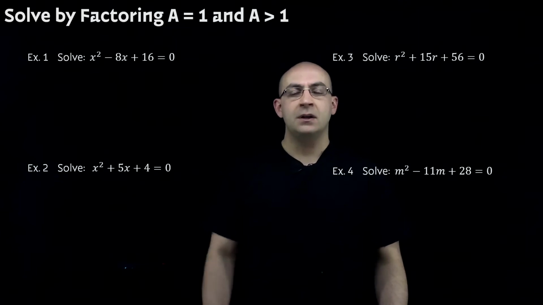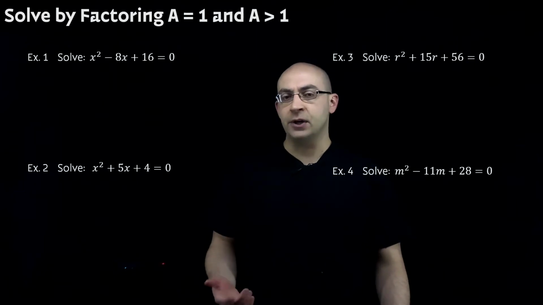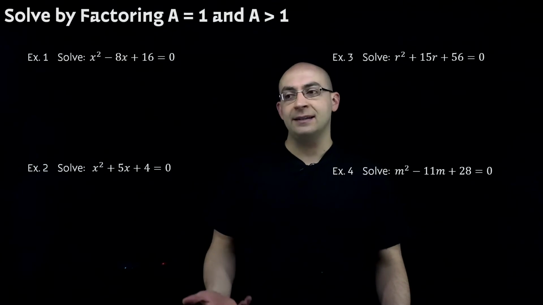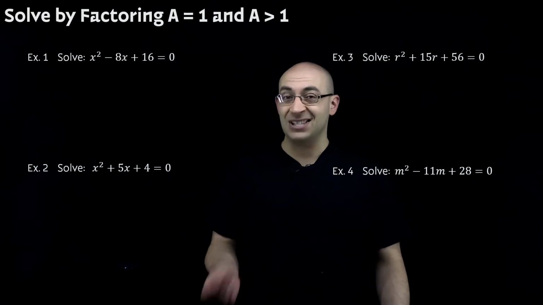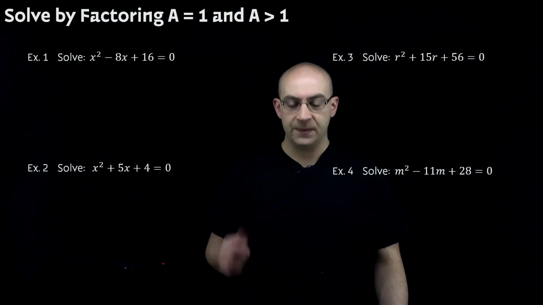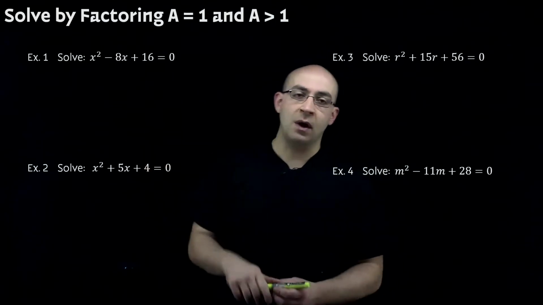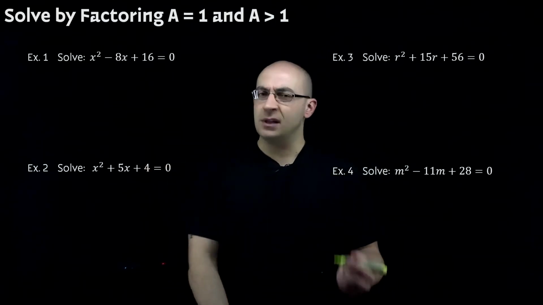Example 1. We're going to solve this quadratic function x squared minus 8x plus 16 equals 0. So first you might notice that there's an equals 0 there. You're going to see that more often now because that is a great indicator that we need to solve for x or solve for the variable. So when I have a as 1, I'm going to use the area model. So let's go ahead and do that.